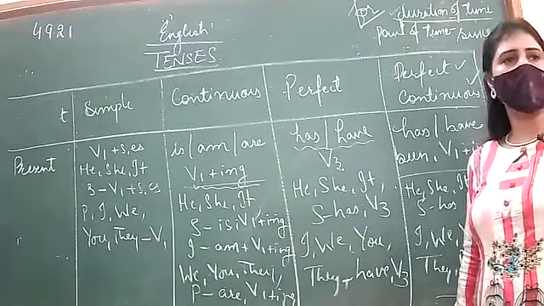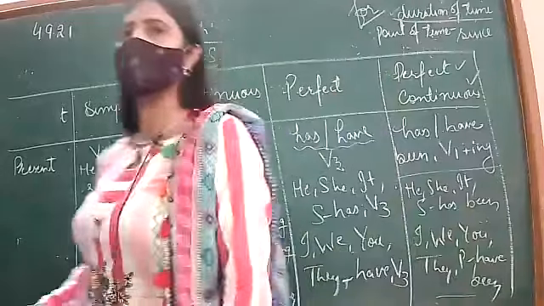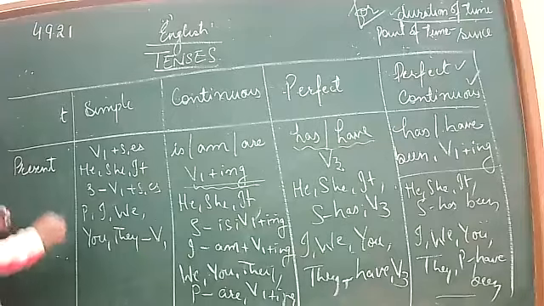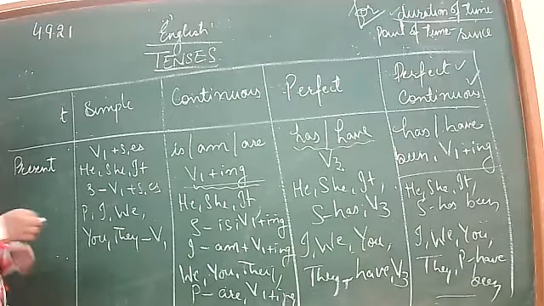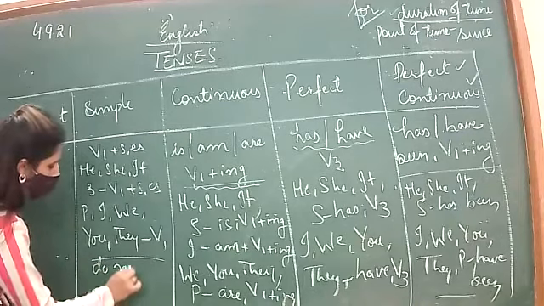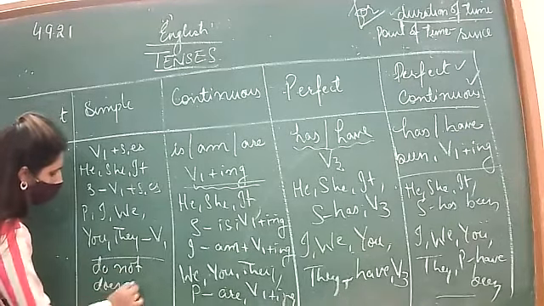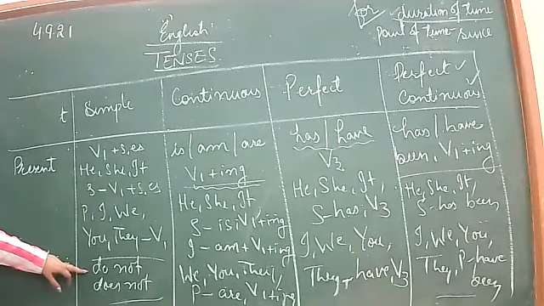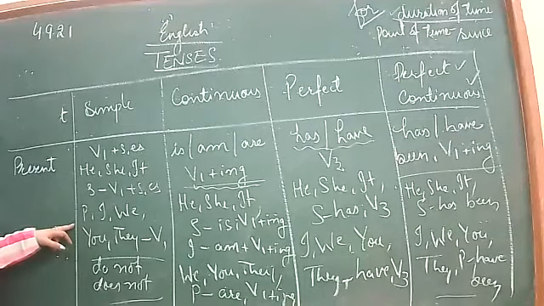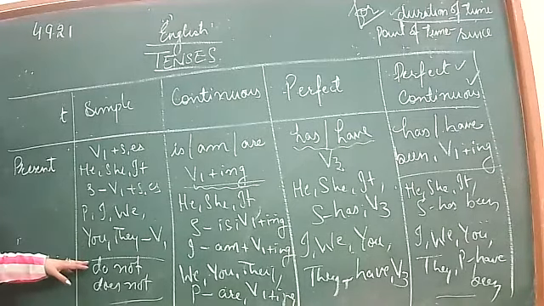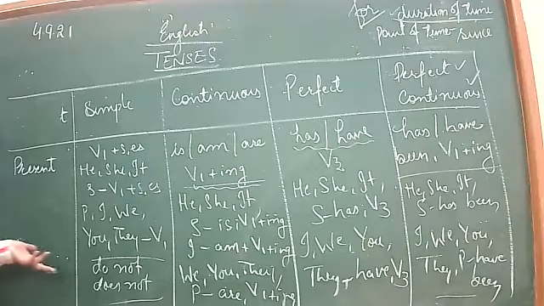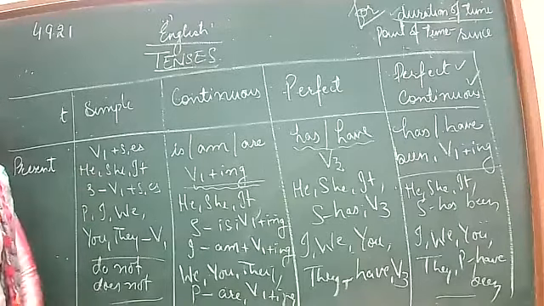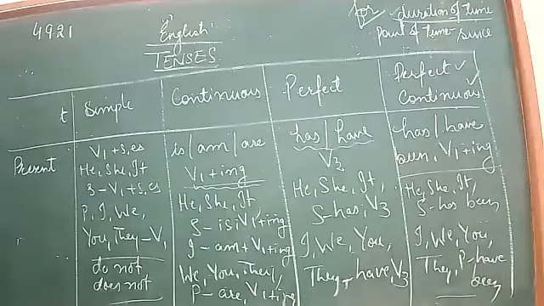But in case of negative ones, how will you change simple present tense into negative? You use do not and does not. Where we use he, she, it, singular, there we use does. Otherwise, with plural I, we, you, they, we use do not. And when interrogatives are to be formed, do, does is placed at the starting before the subject, and at the end the sign of interrogation is used.